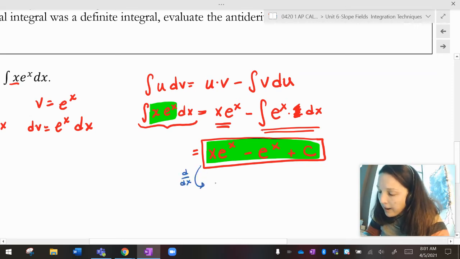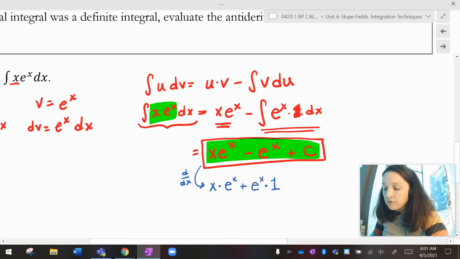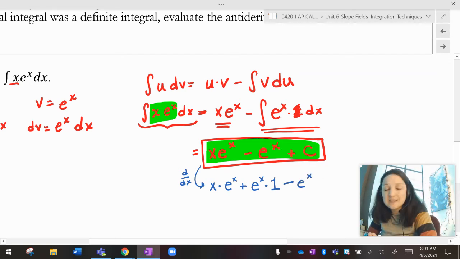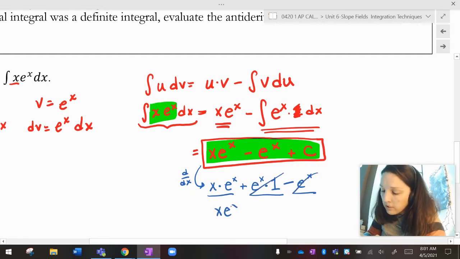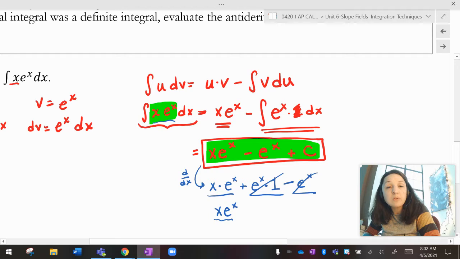So the derivative of x e to the x is a product. So I've got the first times the derivative of the second plus the second times the derivative of the first, minus the derivative of e to the x is e to the x, and the derivative of a constant is 0. So I have x e to the x plus e to the x minus e to the x. Well, these add to 0, so I just get x e to the x. That's what I started with. I did the right thing.